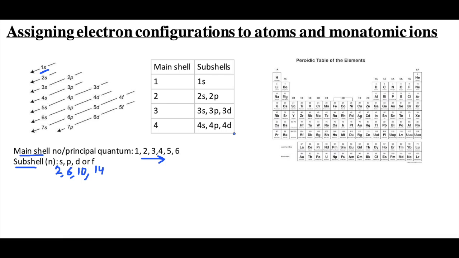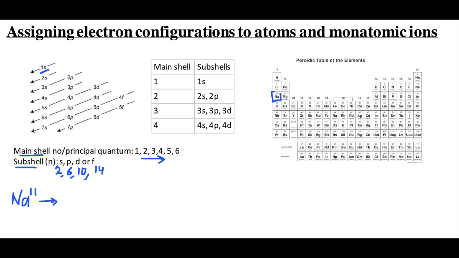So now we will go through an example. Let's start with the sodium atom. From the periodic table, we see that the atomic number of the sodium atom is 11. This is equal to the number of electrons of the sodium atom. And now we will write down its electronic configuration.